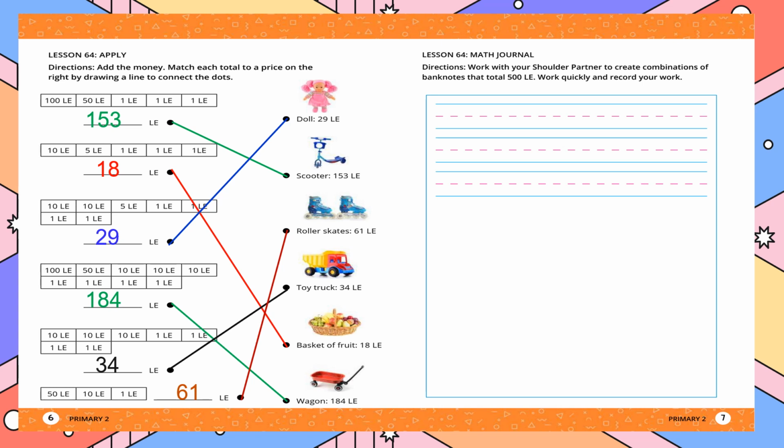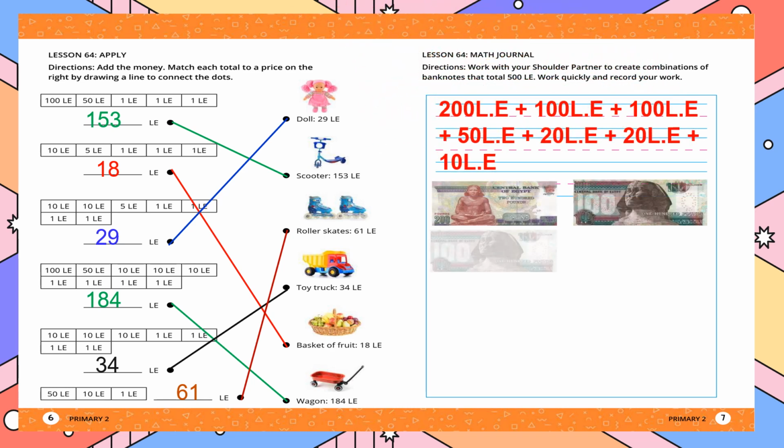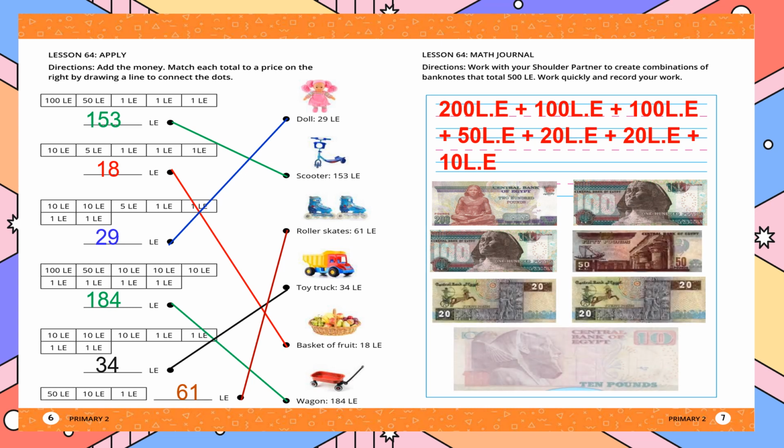Let's move to math journal. Work with your shoulder partner to create a combination of banknotes that total 500 LE. Now we have the total is 500 LE and we want to decompose it. How can we decompose 500 LE? Do we have any banknote called 500? No, but we have banknotes called 200 plus 100.